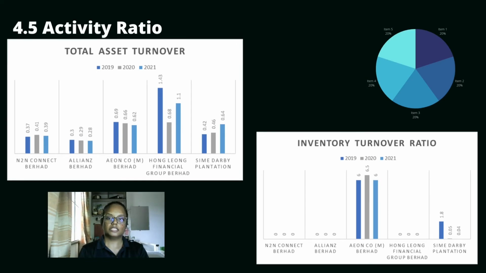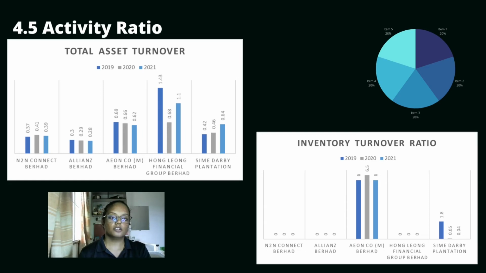So last but not the least, we have activity ratio, and we have total asset turnover and inventory turnover ratio in activity ratio. So let me start with total asset turnover. As per the chart shown, Alliance Berhad's total asset turnover fell from 0.3 to 0.28 from 2019 to 2021. This ratio fell from 0.69 to 0.62 from 2019 to 2021 in Aeon Company Berhad as well, which experienced a similar phenomenon like Alliance Berhad.